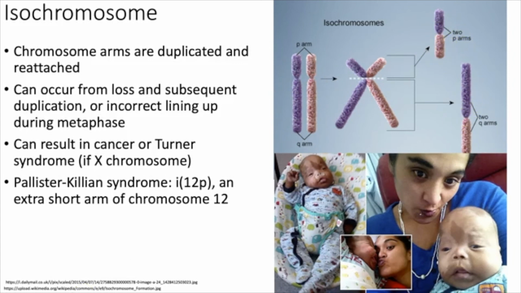So it just depends on how severe it is. If it happens with an X chromosome, it could cause Turner syndrome, like I talked about before. But that's basically what you end up with. You have one arm.